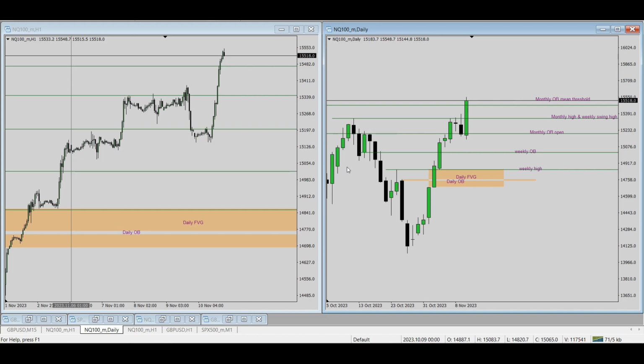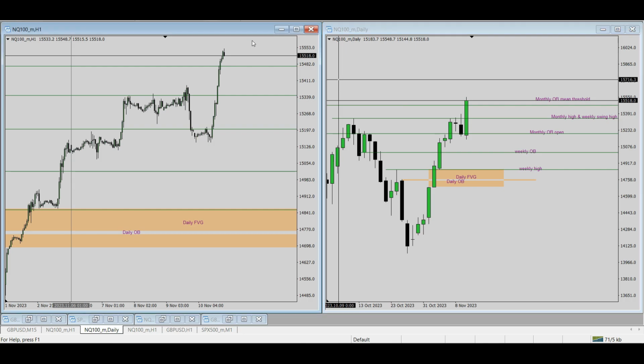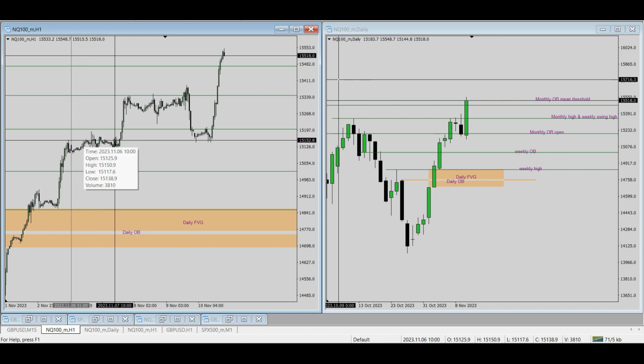So how are you able to identify the next draw on liquidity? We saw that price opened about at this particular area right here. You can see it on this particular zone. So I'm going to be using the crosshair to flow through. You can see that price opened at this particular area and consolidated for a while.